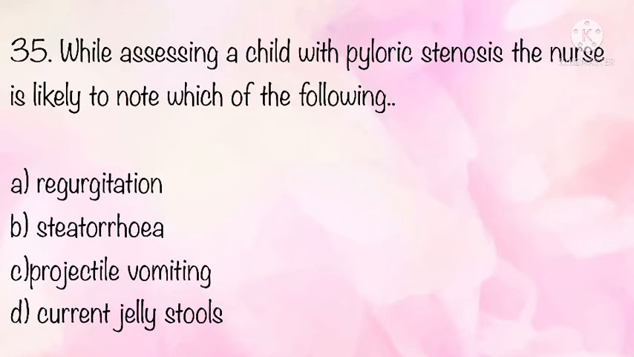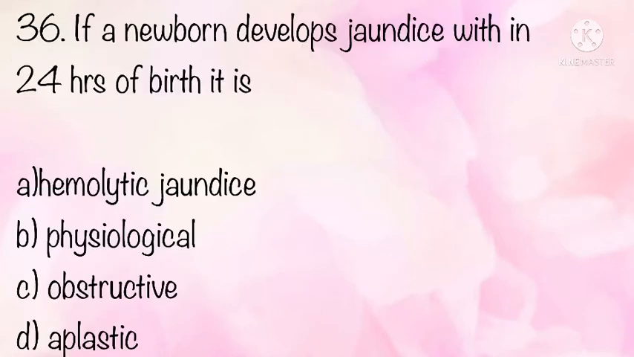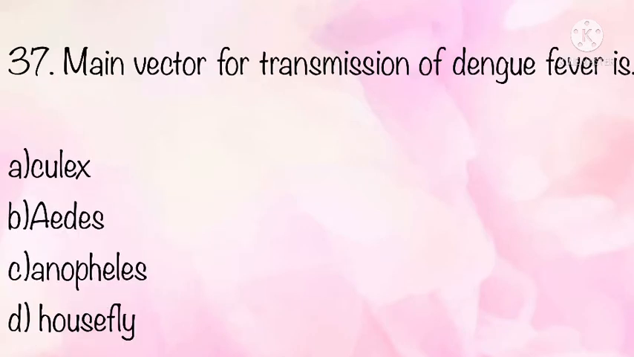While assessing a child with pyloric stenosis, the nurse is likely to note which of the following: regurgitation, steatorrhea, projectile vomiting, currant jelly stools. The correct answer is C, projectile vomiting. If a newborn baby develops jaundice within 24 hours of birth, it is hemolytic jaundice, physiological jaundice, obstructive jaundice, aplastic jaundice. The correct answer is A, hemolytic jaundice. Vector for transmission of dengue fever is Culex, Aedes, Anopheles, housefly. The correct answer is B, Aedes.